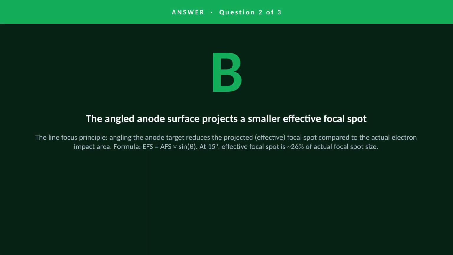The answer is B, the angled anode surface projects a smaller effective focal spot than the actual focal spot. The line focus principle describes how angling the anode target reduces the projected effective focal spot compared to the actual electron impact area. Formula, EFS equals AFS times sine of the angle. At 15 degrees, effective focal spot is approximately 26% of actual focal spot size.